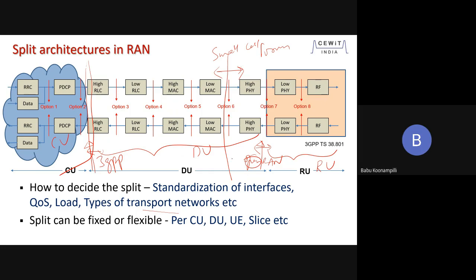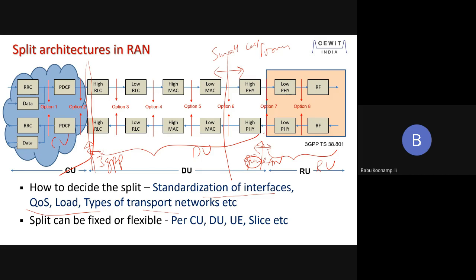Yeah, I think there are several aspects to get into that. Maybe it's too little time, but the major idea was to show that there are splits driven by market and technology aspects, and some of them will succeed. But they will be primarily driven by standardization of interfaces, as I mentioned about 3GPP standardizing here and Open RAN here, and other implementation-related things like QoS, what the load condition is, and what kind of transport is available.